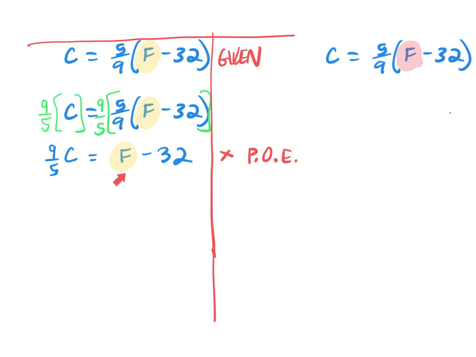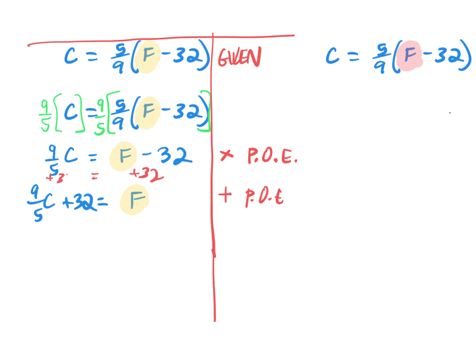For the last step, in order to isolate F, we'll do the opposite of subtract 32, and we will add 32. So on the left side, when we add 32, we leave it like this, because these are not like terms. And on the right side, when we add 32, we're left with just F. And the reason, that was the addition property of equality, because on both sides of the equation, we added 32.